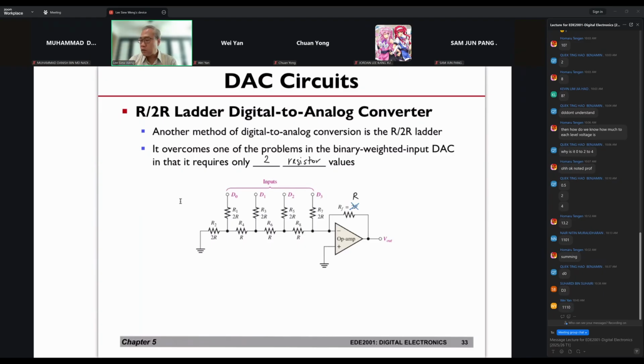Okay, so you just need to know that this is D3, D2, D1, D0. So this is the MSB and this is the LSB, right? Now, after you learn your circuit laws, you come back to this, then you will understand why the ratios are like that. Okay, so what's happening here is that the 3 resistors down here are all the same. Then this is twice the resistance value, and then the feedback resistor is R.